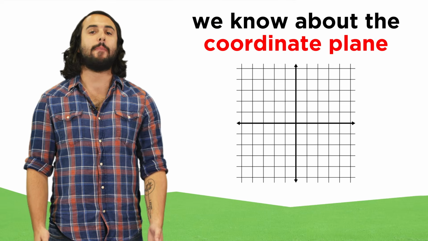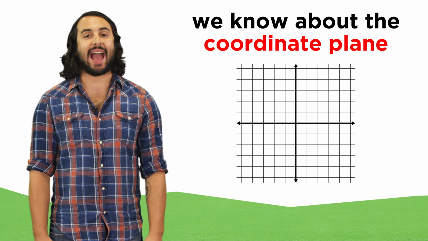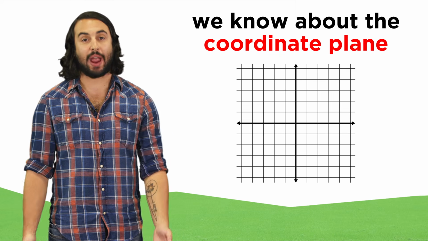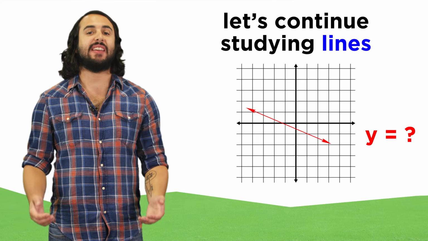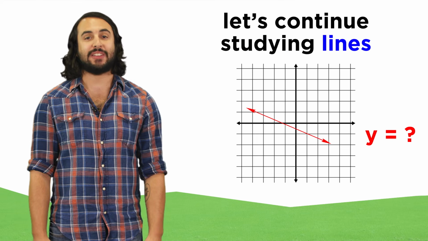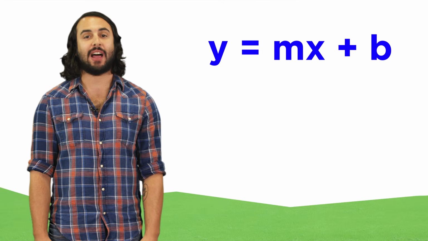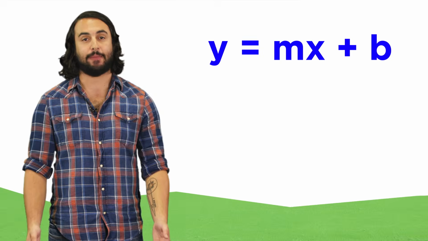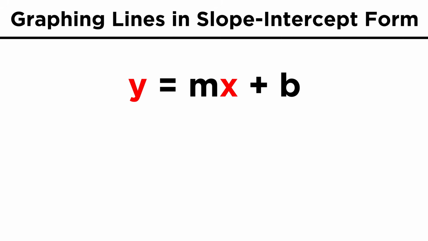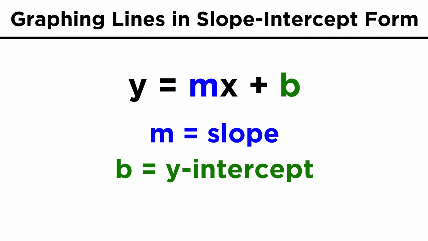We just learned about the coordinate plane and how to represent equations graphically. Let's continue with this topic by finding the equation of a line given some data and plotting that line graphically in the form of y equals mx plus b. As we know, x and y are variables, while m represents the slope of the line and b is the y-intercept, or the y value for the point where the line crosses the y-axis.